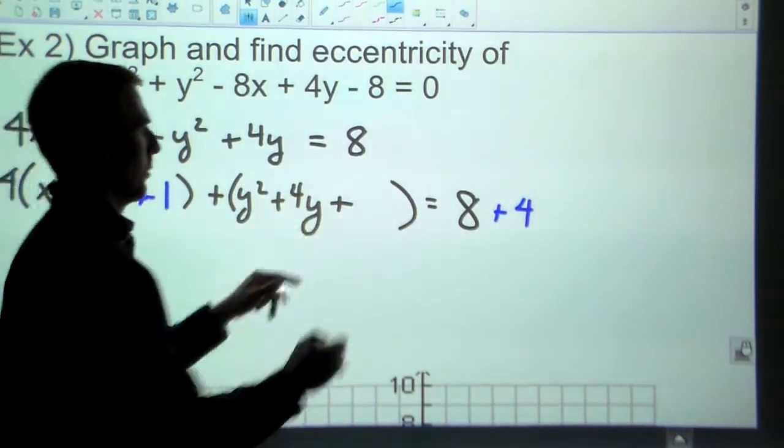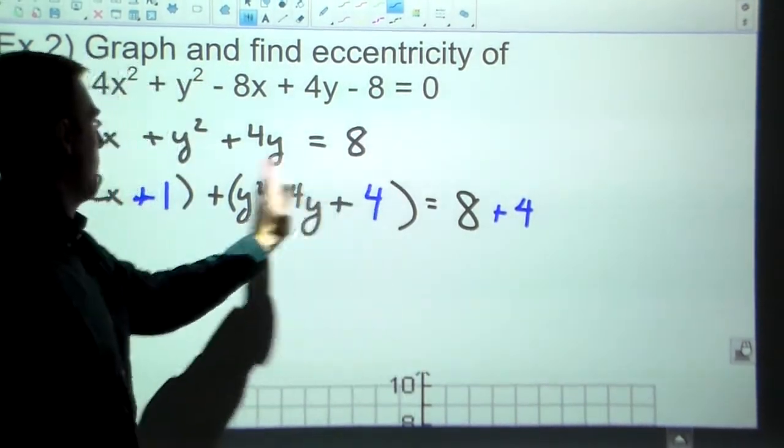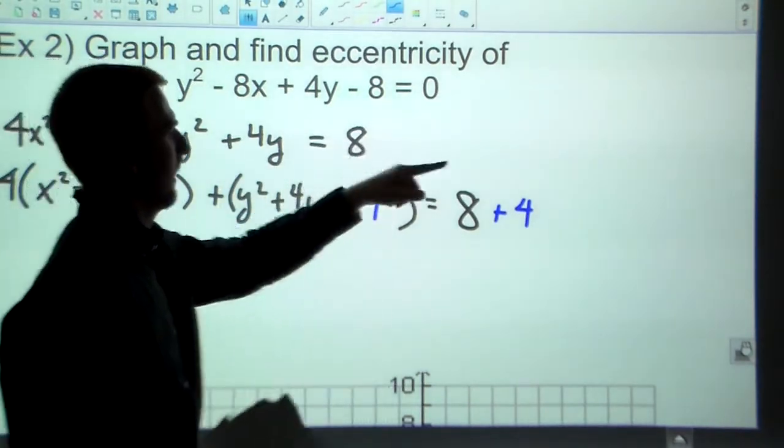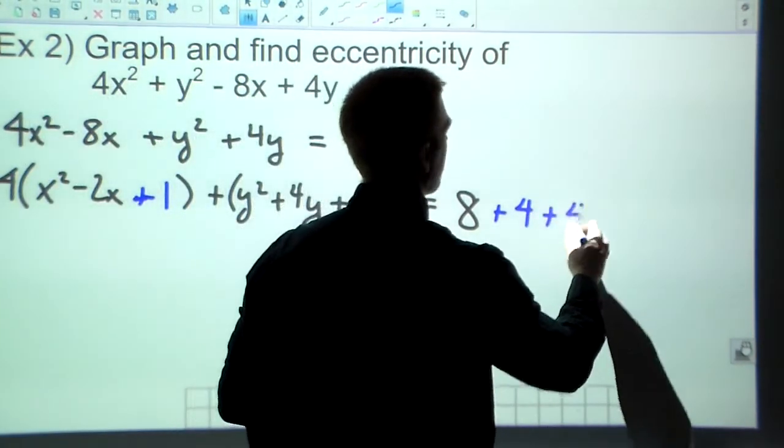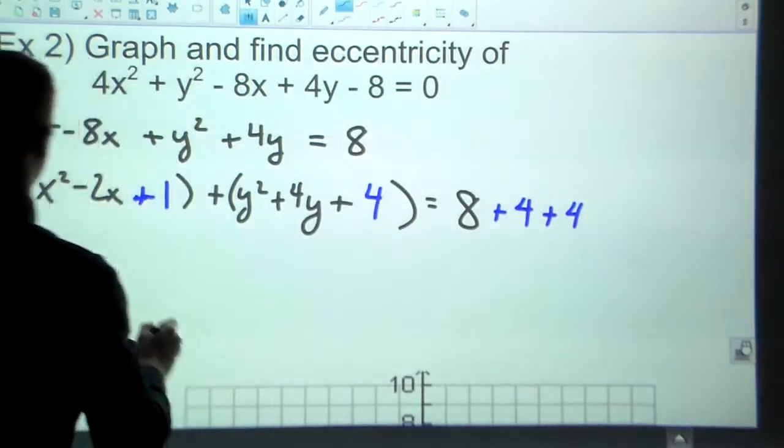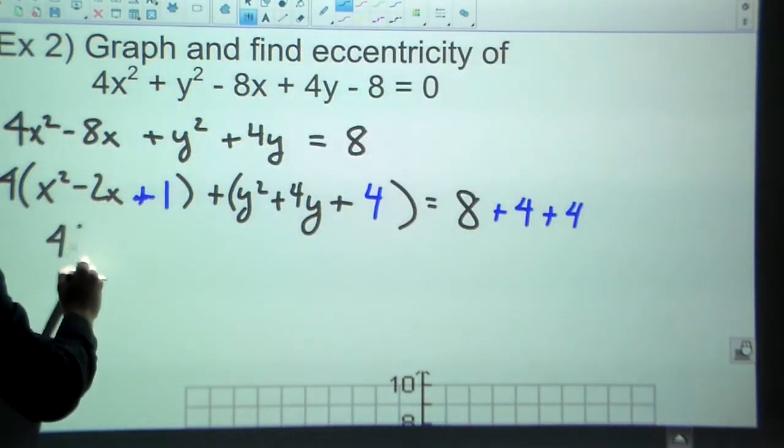Half of 4 is 2, square it, you get 4. Nothing in front, so I created a 4 here, I've got to create a 4 on that side to balance it out. And that gets us to this point. So I'm going to do a few things together. I'm going to leave 4 up front.